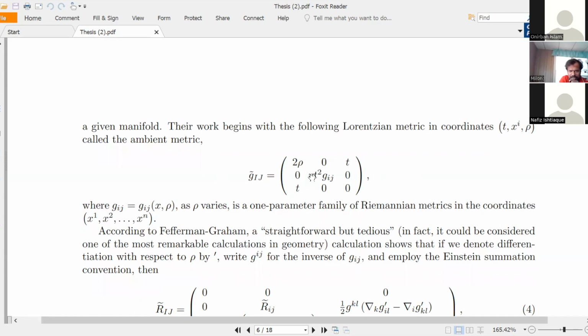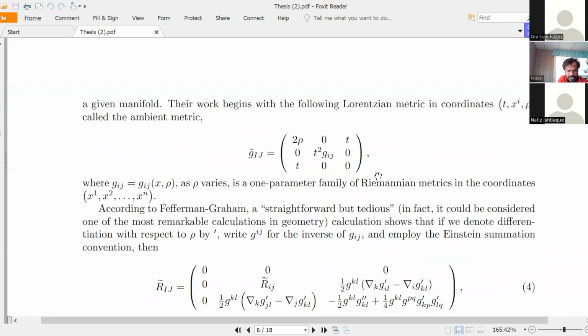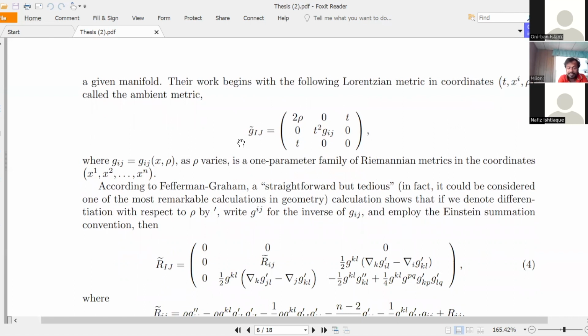But by the way, do you guys understand this metric? Can you see this metric? Yes, it's an n plus two. Yeah, it's fine. So for every rho, I have a positive metric with Riemannian signature. So the negative things only come from T. So this is my metric.